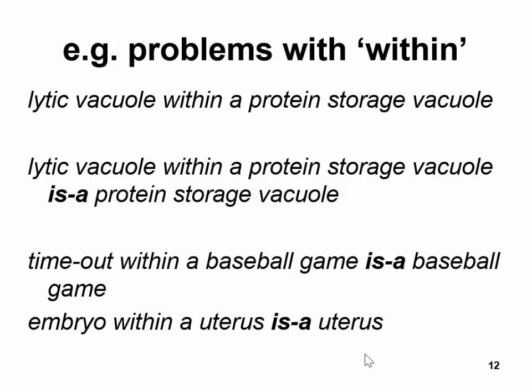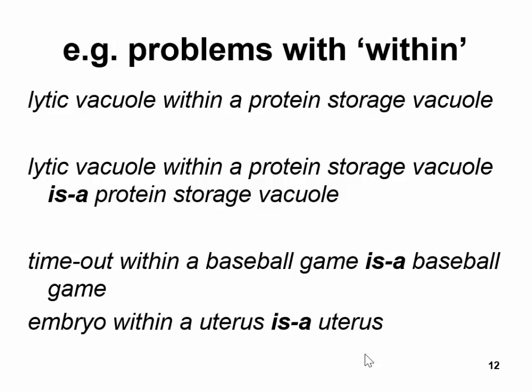Lytic vacuole within a protein storage vacuole is a protein storage vacuole. Now this is like saying a timeout within a baseball game is a baseball game. It's wrong. Or an embryo within a uterus is a uterus. That's also wrong. Now the gene ontology made mistakes like this because they were not thinking clearly about the principles which define how ISA is to be used. And BFO is designed to capture those principles. There are many similar problems in the gene ontology as it was in 2004. Since then it's got a lot better because the people who maintain the gene ontology have accepted these principles.